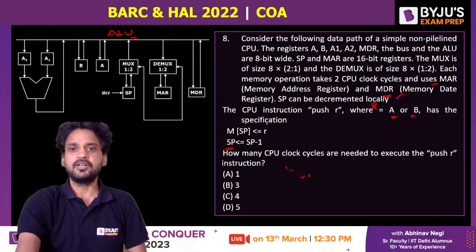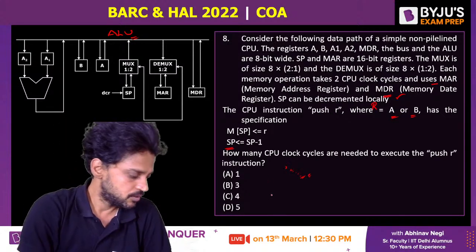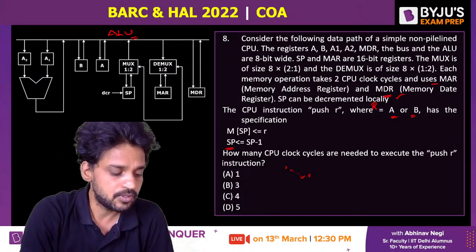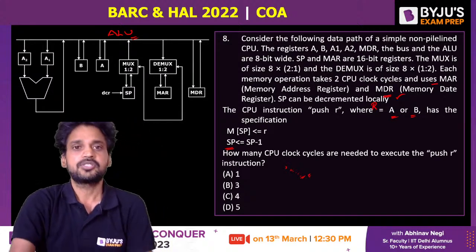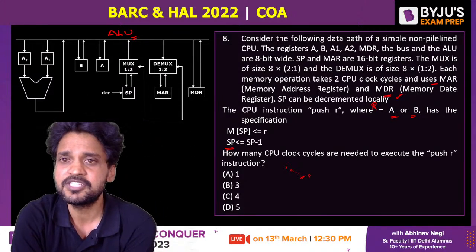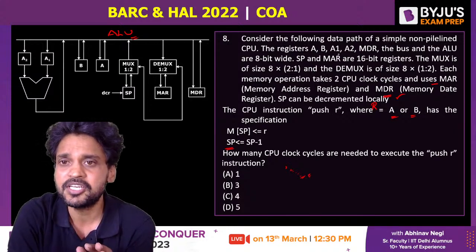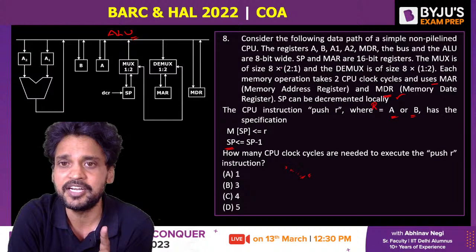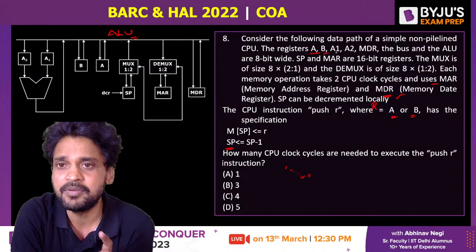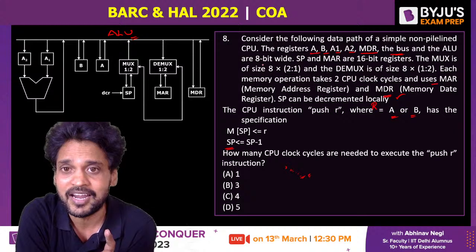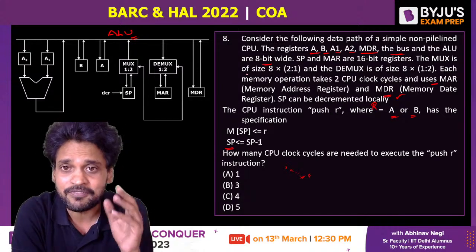Understand this carefully. See here. Consider the following data path of a simple non-pipeline CPU. Registers A, B, A1, A2, memory data register, and the bus and the ALU are 8-bit wide. All are 8 bits. The ALU is also of 8 bits.